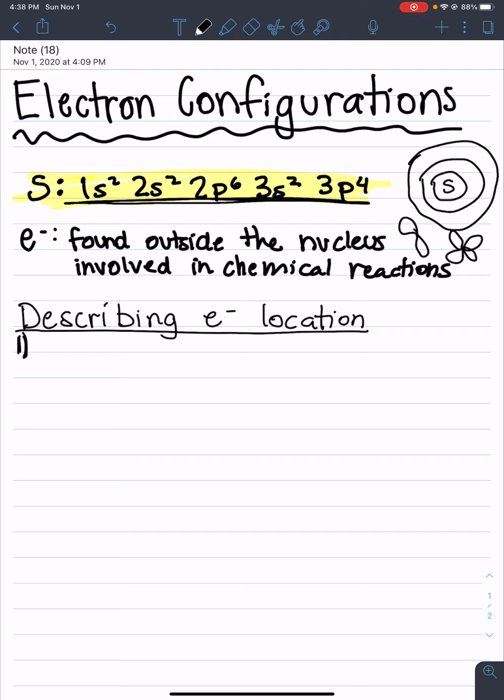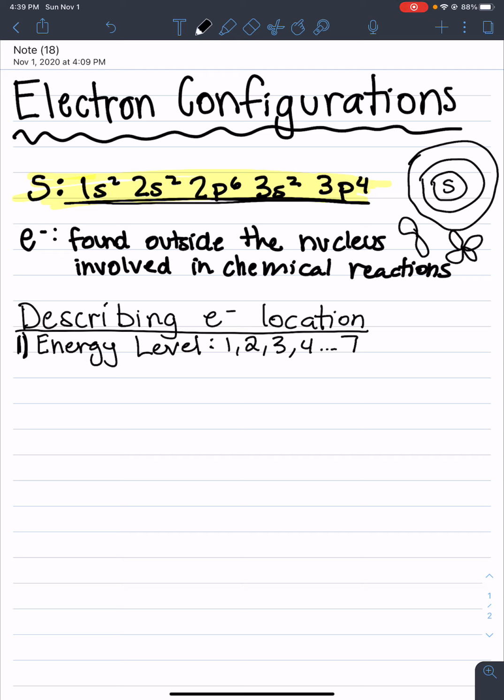So, now I'm going to start writing. There are 3 different things that we're going to talk about with describing electron location. Okay, the first thing is called an energy level. So, in electron configuration, the energy level is going to refer to the big number up front. So, it's going to be either a 1, or a 2, or a 3, or a 4, and it's going to go all the way to 7.